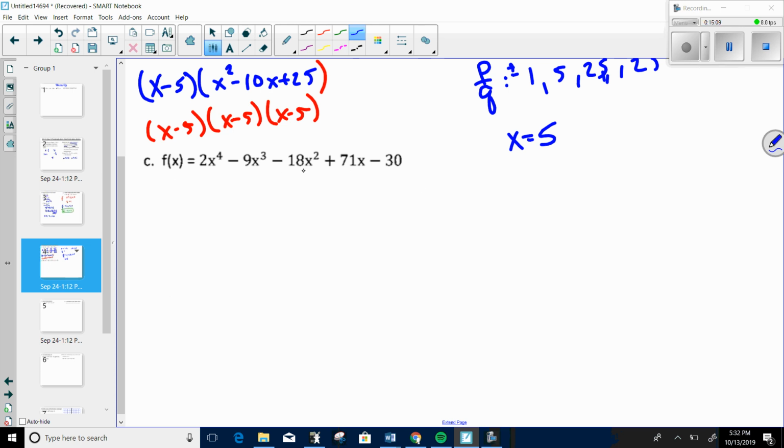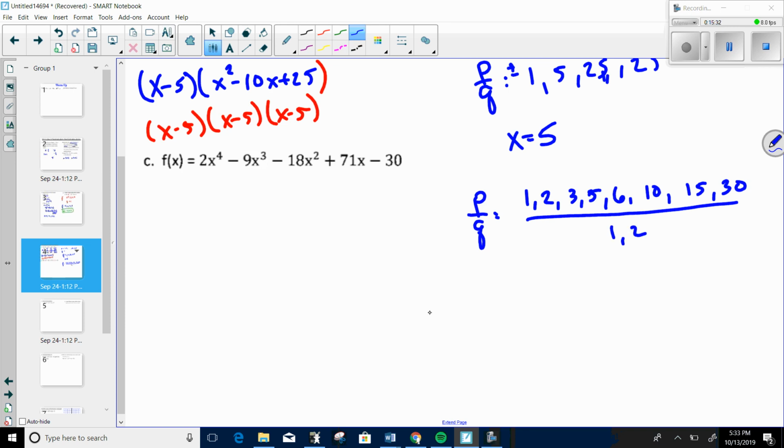Okay? I don't know how to factor this when there's 5 terms, so I do p divided by q. So I need to find p. So the factors of p would be the factors of the constant, which would be 1, 2, 3, 5, 6, 10, 15, and 30. Divided by the factors of 2, which would be 1 and 2. So then you have to do p divided by q.